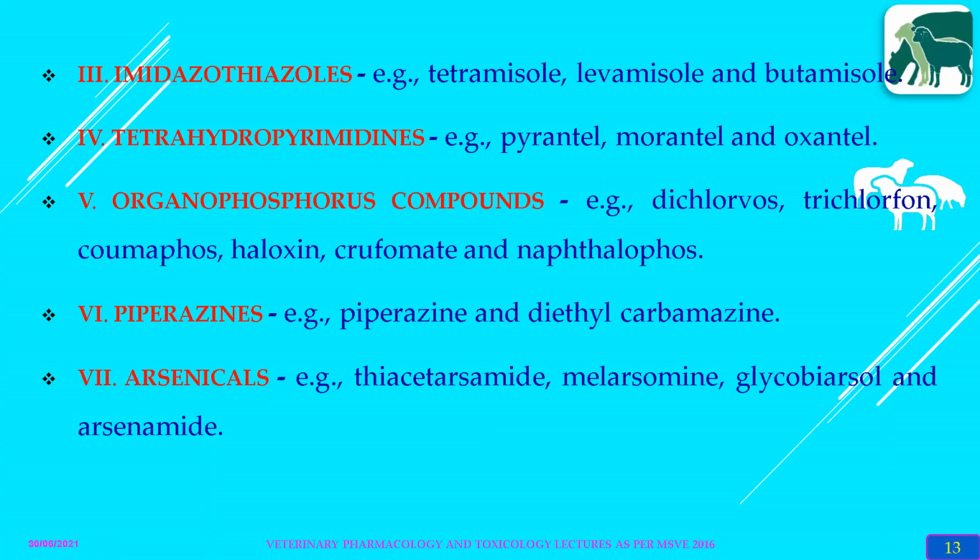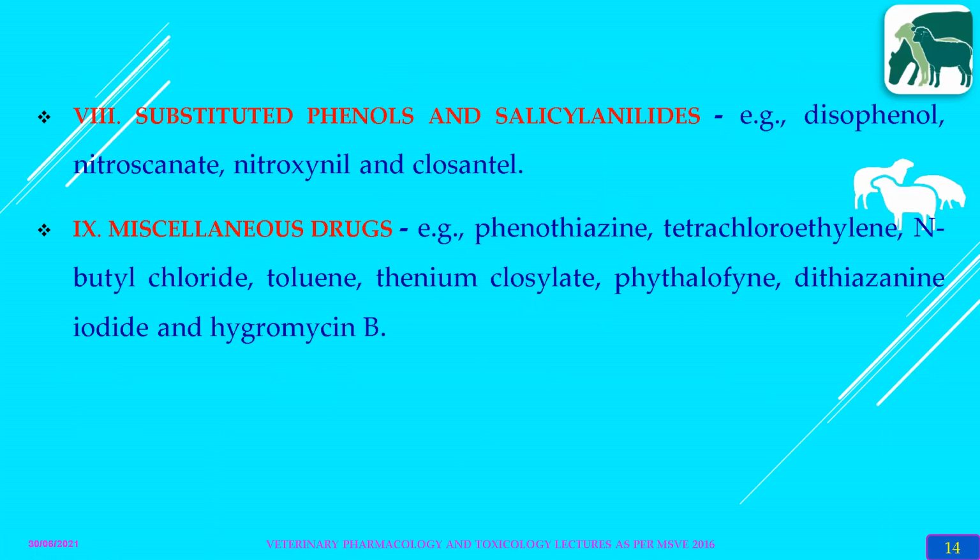But anyway, we need to learn about the major mechanism and the toxicity, dose, etc. Then the seventh category, you need to remember all these things. It's unavoidable for you. Substituted phenols and salicylanilides. Example is disophenol. It was available as an injection earlier, like Ancylol. This is very effective against hookworms. And nitroscanate and nitroxynil. So they are effective against flukes. Then closantel. Closantel is effective against nematodes and trematodes, as are nitroxynil and closantel.